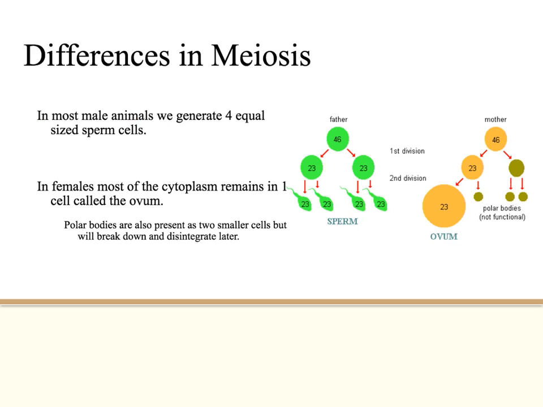So in most male animals, we generate 4 equal-sized sperm cells. We started with 1. Notice the chromosome numbers here. So we actually cut it in half. So this is diploid, 2 haploids, and actually we doubled those haploids to make 4 haploids. So there's 2 divisions. This would be meiosis 1. This would be meiosis 2.